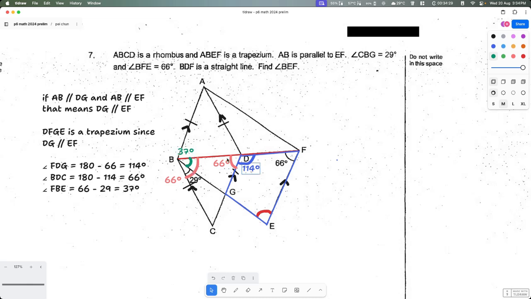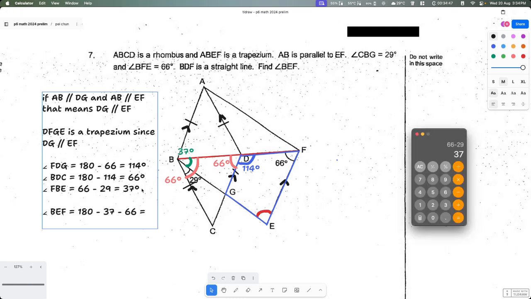So now we can get the angle with the triangle, as you can see, BEF. Angle BEF is equal to 180 minus 37 minus 66. Let's calculate: 180 minus 37 minus 66 is equal to 77 degrees.